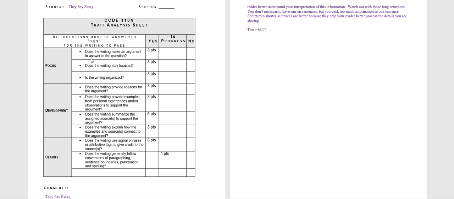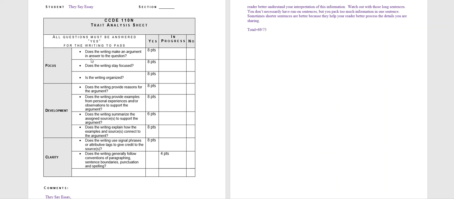Then describe how the essay stays focused. So for example, you can summarize very briefly what each paragraph is about and point out how that paragraph connects back to the main idea or the thesis statement. And then if there's any paragraphs that you see that get off topic, that don't connect back to the thesis statement, be sure to point that out to the writer.